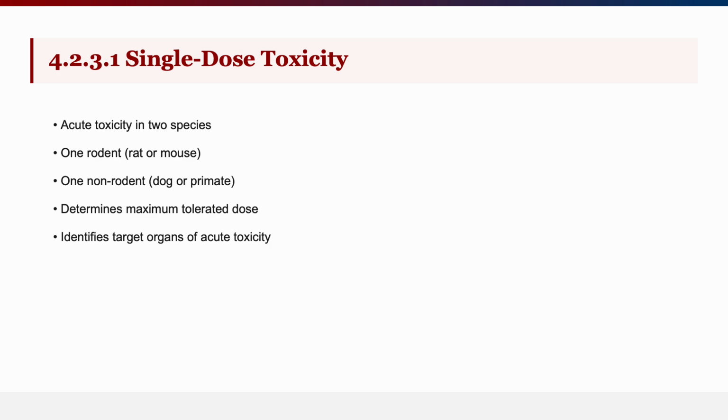These studies determine the maximum tolerated dose and identify target organs of acute toxicity. Findings inform repeat dose study design. While acute studies alone don't support CTAs, they provide important preliminary toxicity information.